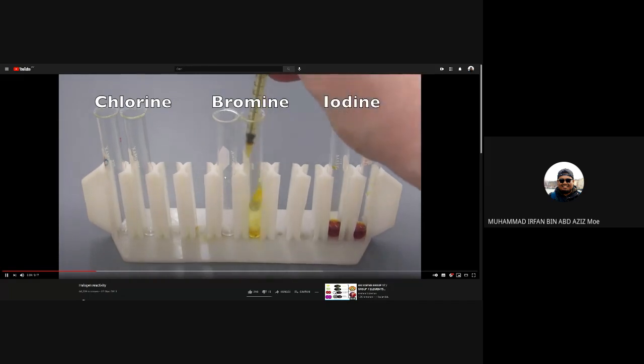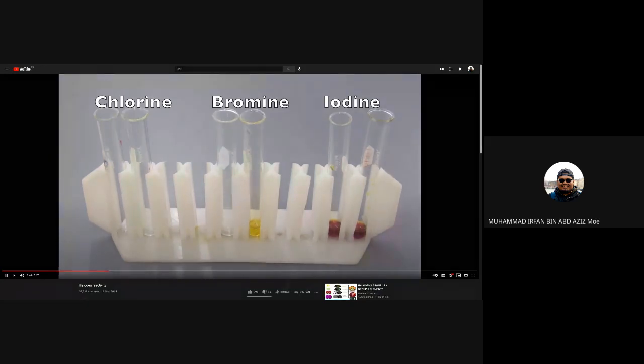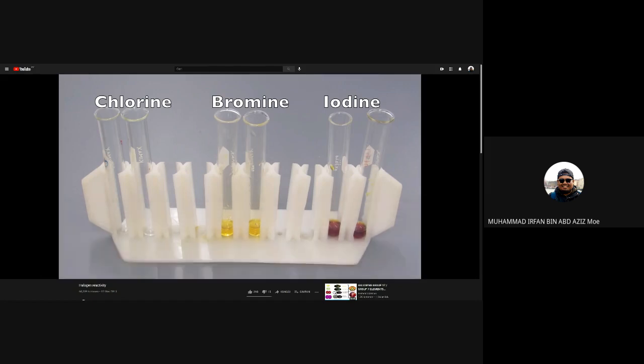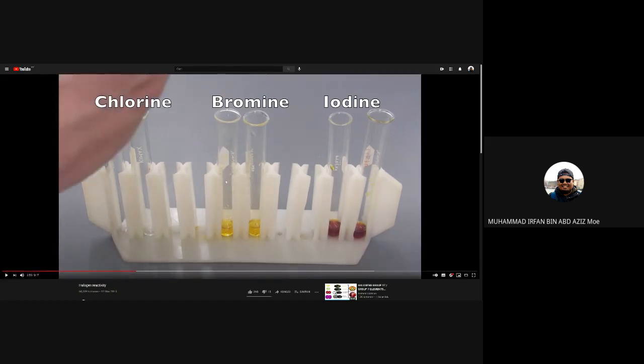For example, we're going to react chlorine or Cl2 with sodium bromide and sodium iodide. We're going to react bromine with the corresponding chloride and iodide, and then iodine with the corresponding chloride and bromide to see which one is the most reactive. In this reaction, what it is trying to do is displace. For example, the lower one in our periodic table, iodine, cannot replace. Basically, chlorine can replace bromine.